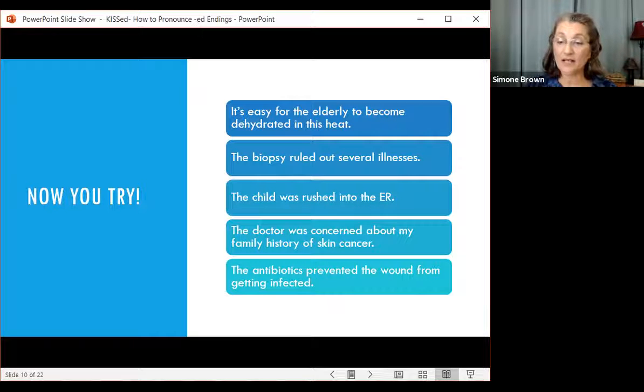The antibiotics prevented the wound from getting infected. I'll go slow. The antibiotics prevented the wound from getting infected. A little faster. The antibiotics prevented the wound from getting infected. I hope you were able to keep up with me.